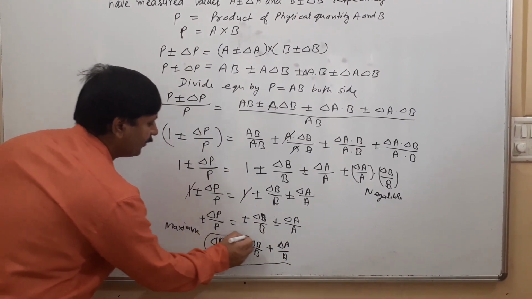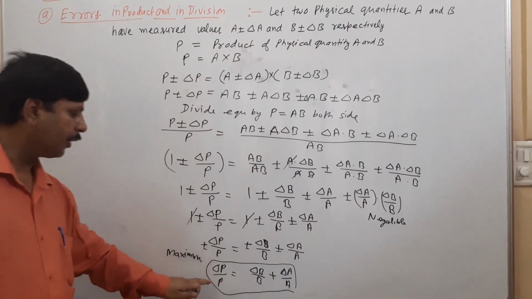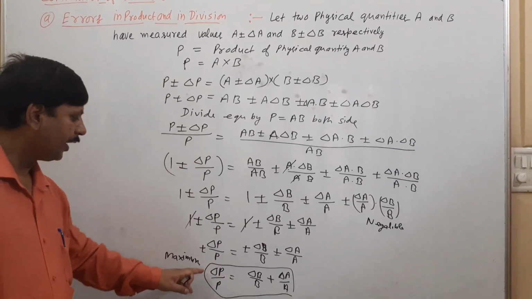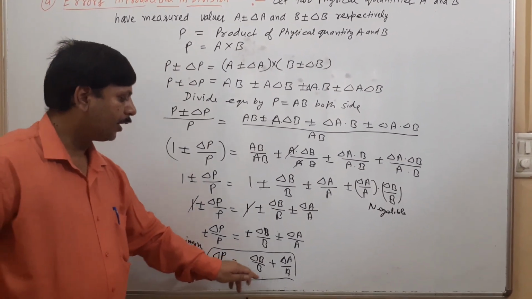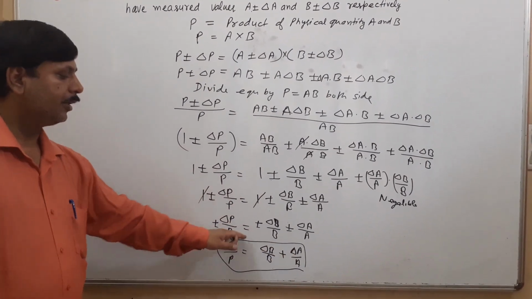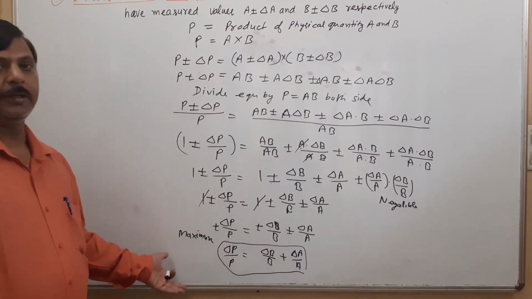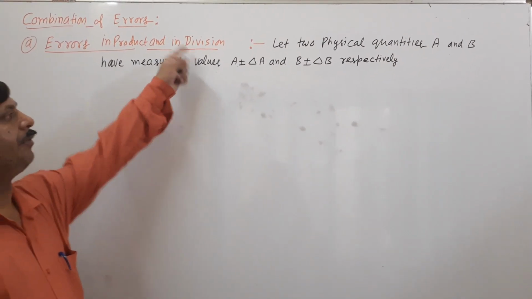Here you can see, for the product of two physical quantities, we have to take relative error. The relative error of P is equal to what? Sum of the relative error of A and the relative error of B. Again, we are going to consider the division.